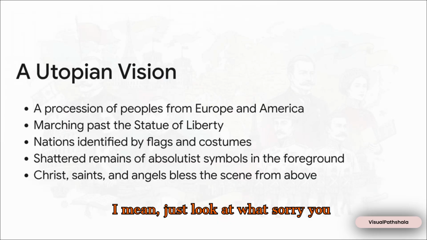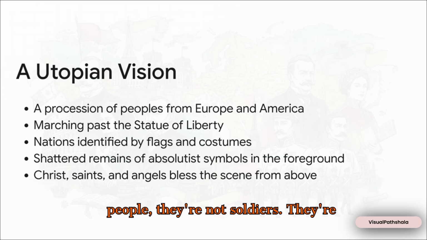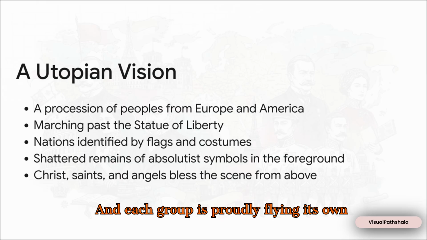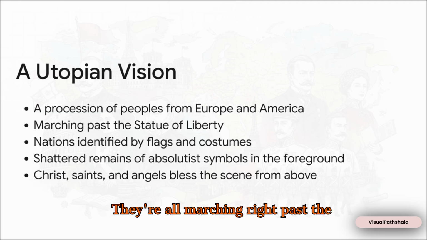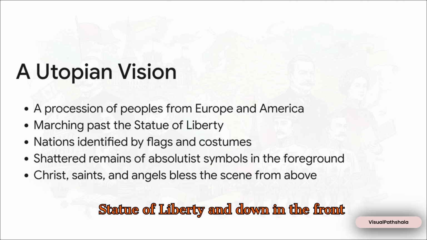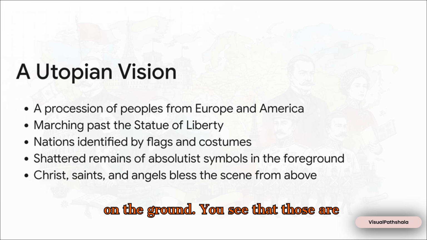I mean, just look at what Sorrieu packed in here. It's overflowing with symbolism. You see this long line of people? They're not soldiers. They're ordinary folks from Europe and America. And each group is proudly flying its own flag, wearing its own unique costume. They're all marching right past the Statue of Liberty. And down in the front, on the ground, you see that? Those are the shattered pieces of crowns and thrones.